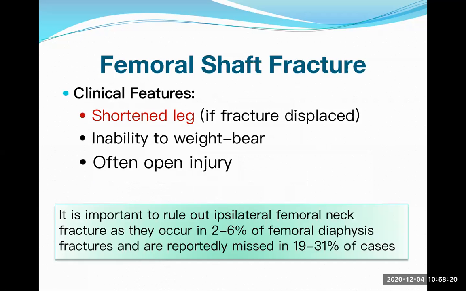What are the clinical features now? Just like any other fracture, there is pain, there is swelling, there is deformity, like a shortened leg if the fracture is displaced. It depends if it is a compound or open type of fracture. I can see the fracture bone there, and a lot of bleeding can occur. So all these are important clinical features. Now it is important to rule out ipsilateral femoral neck fracture, which we already discussed. Many times, they may occur together.